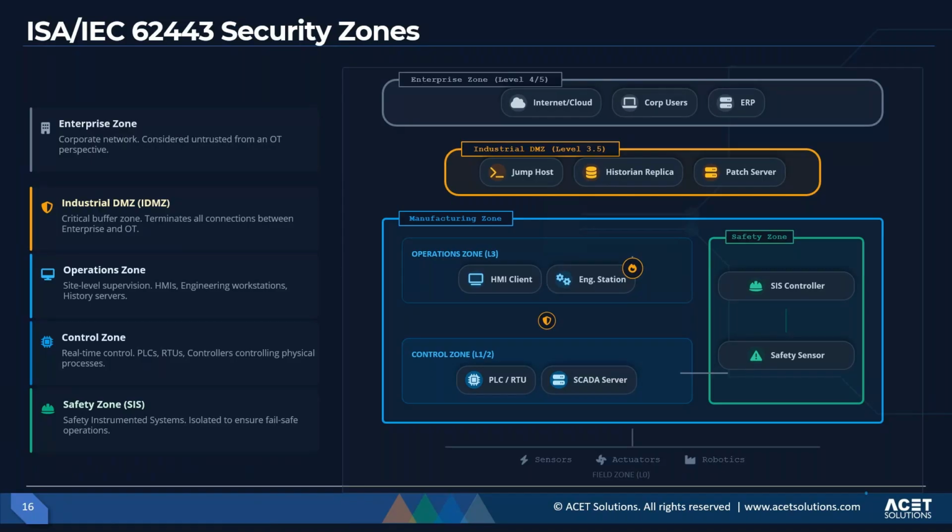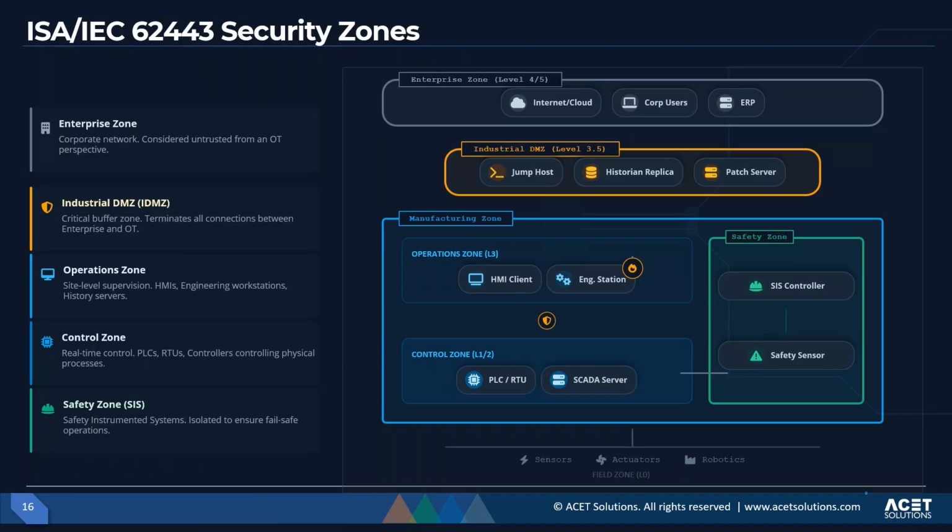Further down the field, the I/O zone includes the sensors, actuators, and instrumentation that interface directly with the physical process. These devices often lack native security features, making segmentation and protocol filtering essential. Finally, the safety systems, such as the SIS and ESD controllers, remain physically and logically separated from the standard control system. Their isolation ensures that the safety instrumented functions remain operational even if other zones are compromised.